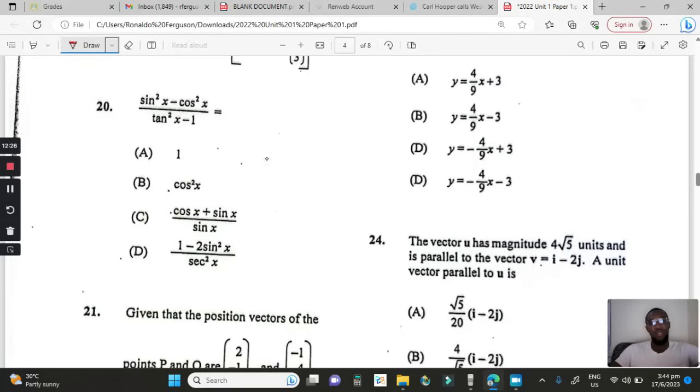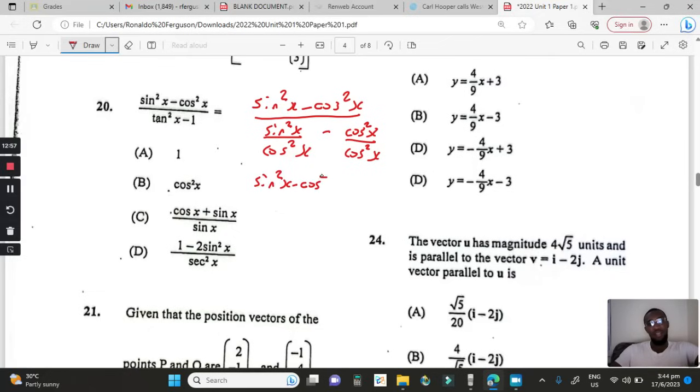We need to see what this simplifies to be. What can we do? I'll convert this as sine square x minus cos square x over... Now tan square, we have to remember tan square is sine square x over cos square x. Then remember the number 1 can be written as cos square x over cos square x. That is 1. So what we're getting is sine square x minus cos square x, and it's being divided by sine square x minus cos square x over cos square x.